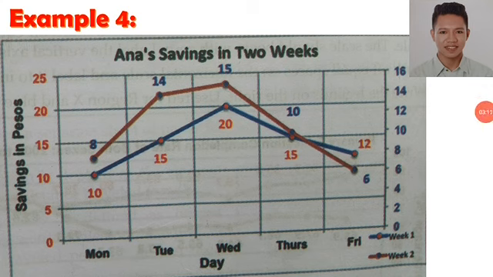I will just repeat: the red line with blue numbers is for week 1. And the blue line with the red numbers is for week 2.